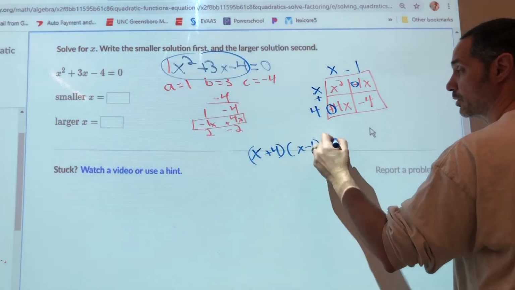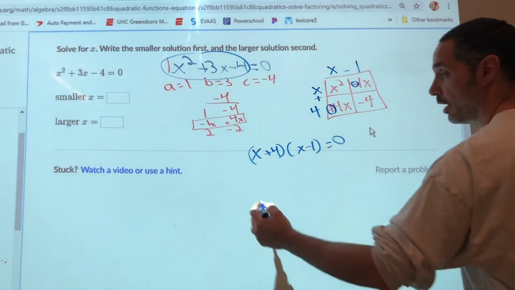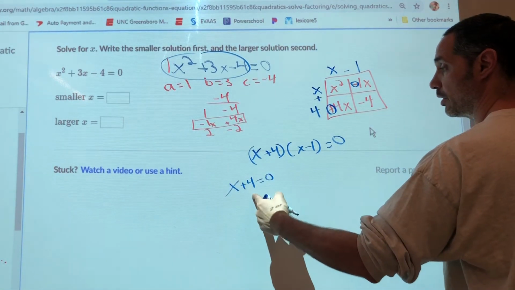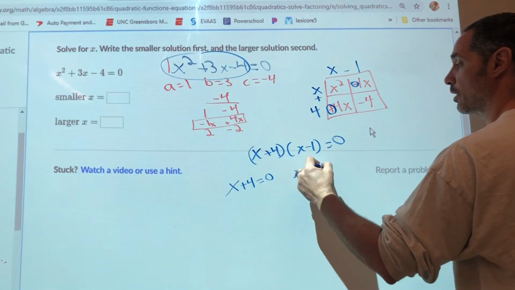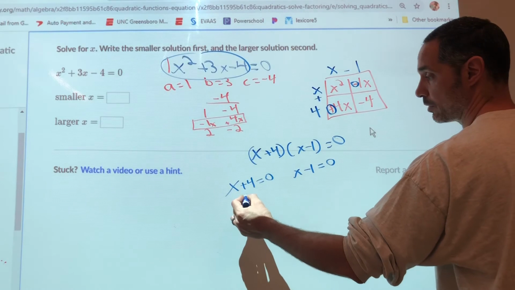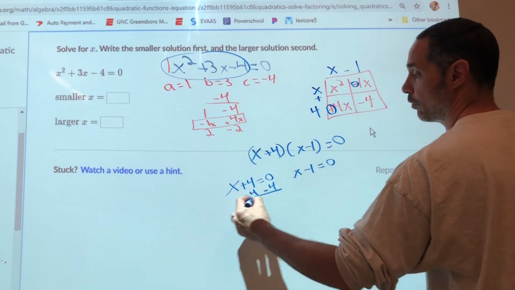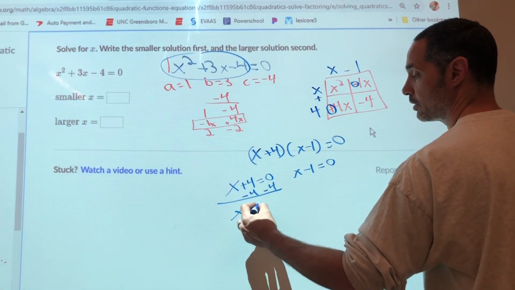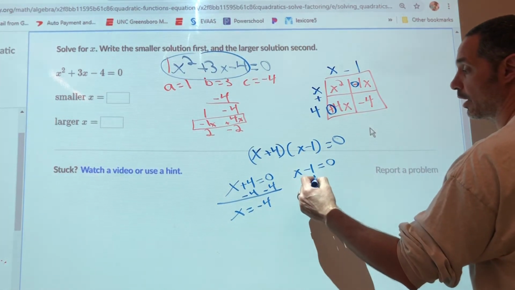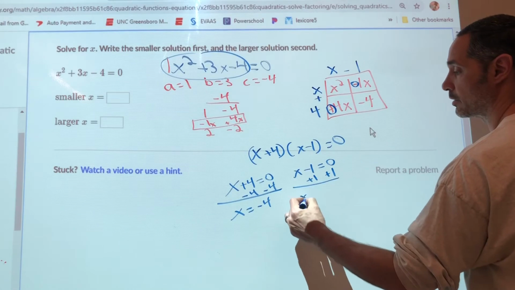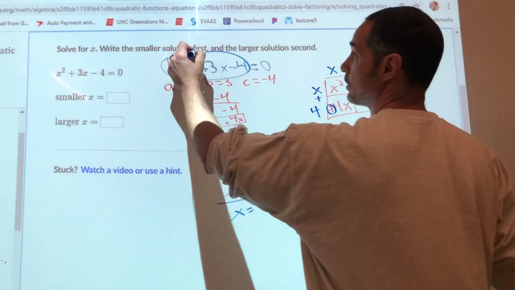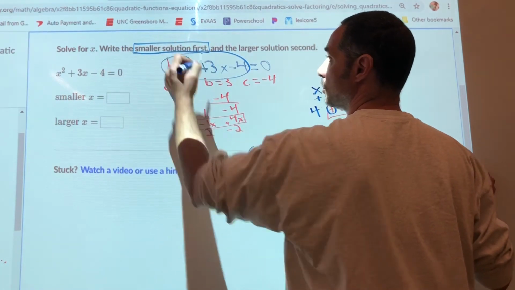We set it equal to 0. And then I set each factor equal to 0: x plus 4 equals 0, and x minus 1 equals 0, and solve. Use inverse operations, so the opposite of plus 4 is minus 4, so I'm subtracting 4 from each side. x equals -4. And over here, I'm going to add 1 to both sides, and I get x equals 1. And again, it's asking me to write the smaller solution first.